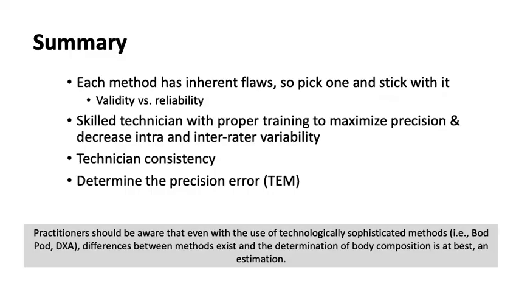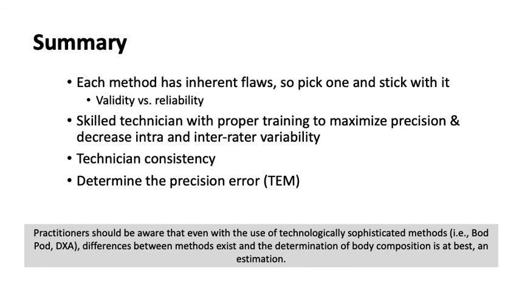So in summary, each method of body composition has inherent flaws. So you need to pick one and stick with it. If you're constantly doing surface anthro, that's what you choose. You're going to stick with it. You're going to determine your precision error and you're going to use that same calipers with your client over and over again in serial tracking to monitor their progress. So pick a method and stick to it, because each of them, as we presented today, have inherent flaws.